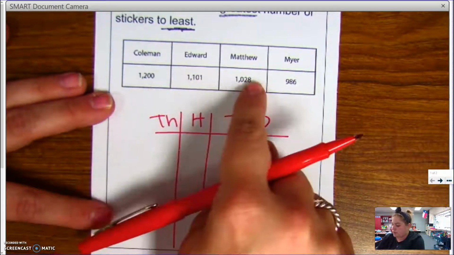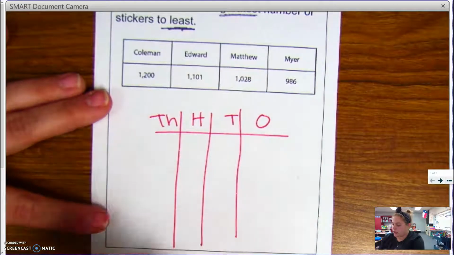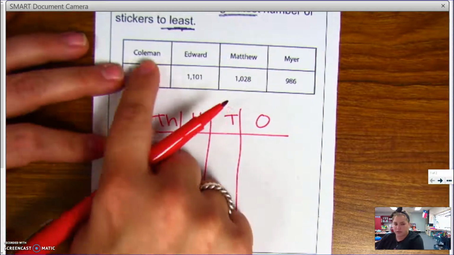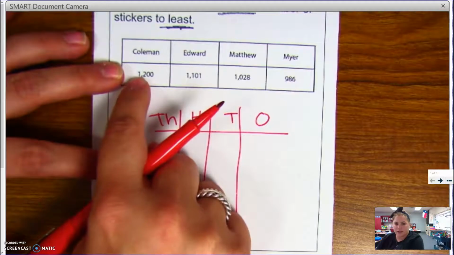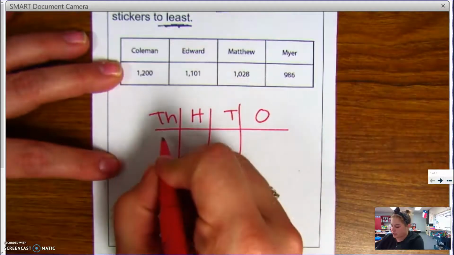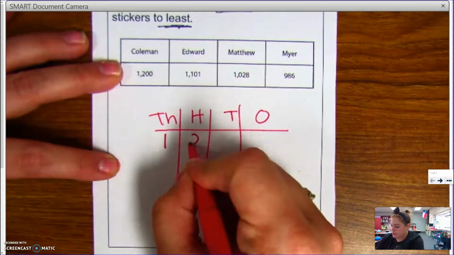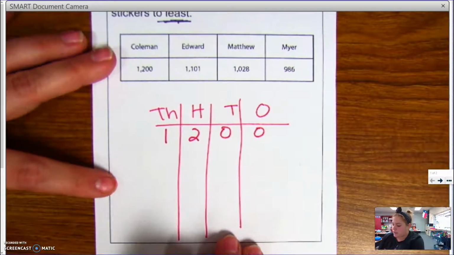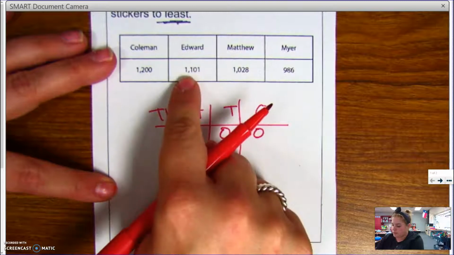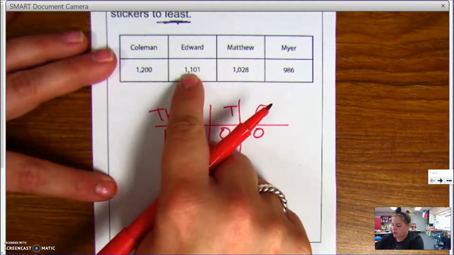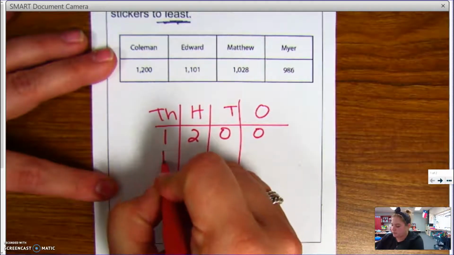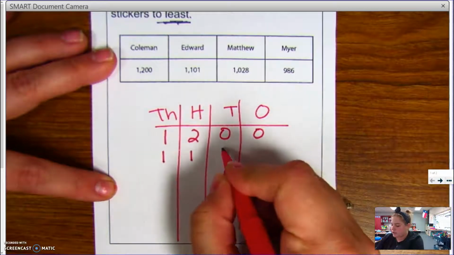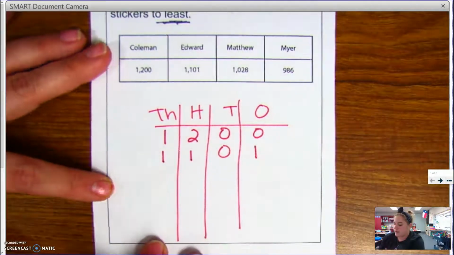Now I'm going to put all 4 numbers on my place value chart. And I'll start with Coleman, 1,200. So there's 1 in the thousands place, 2 in the hundreds place, 0 and 0 in both the tens and the ones. Then I move to Edward, 1,101. 1 thousand, 1 hundred, 0 tens, and 1 one.